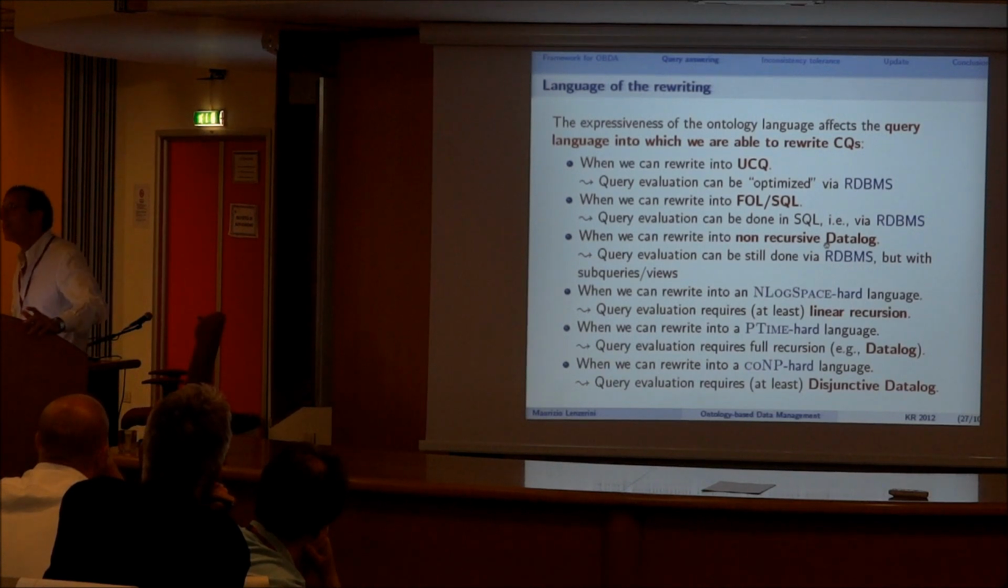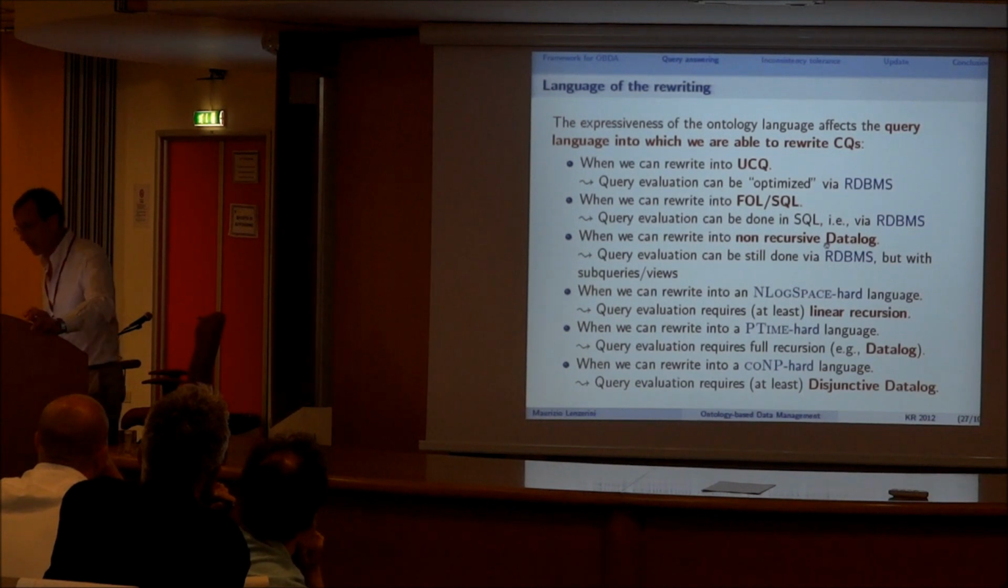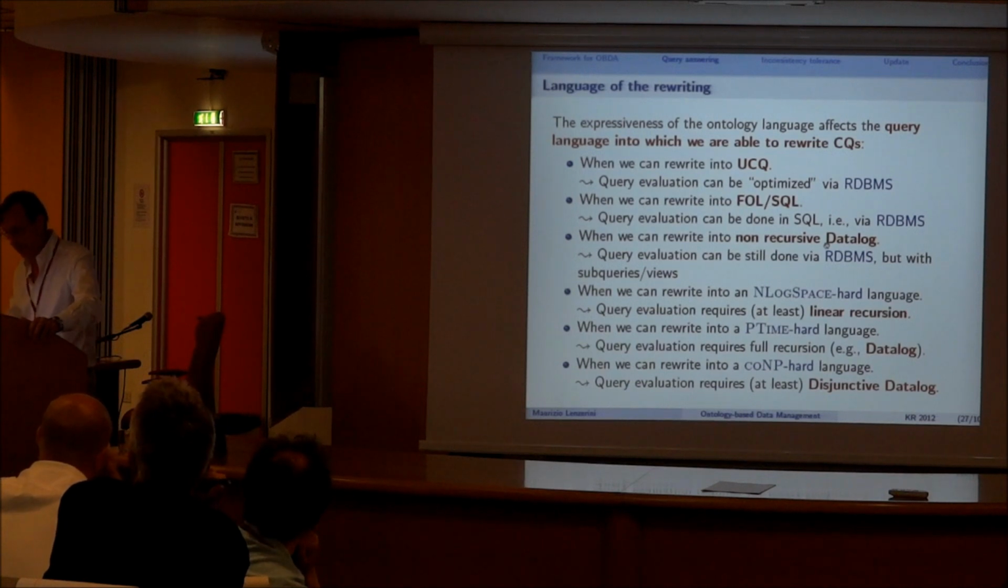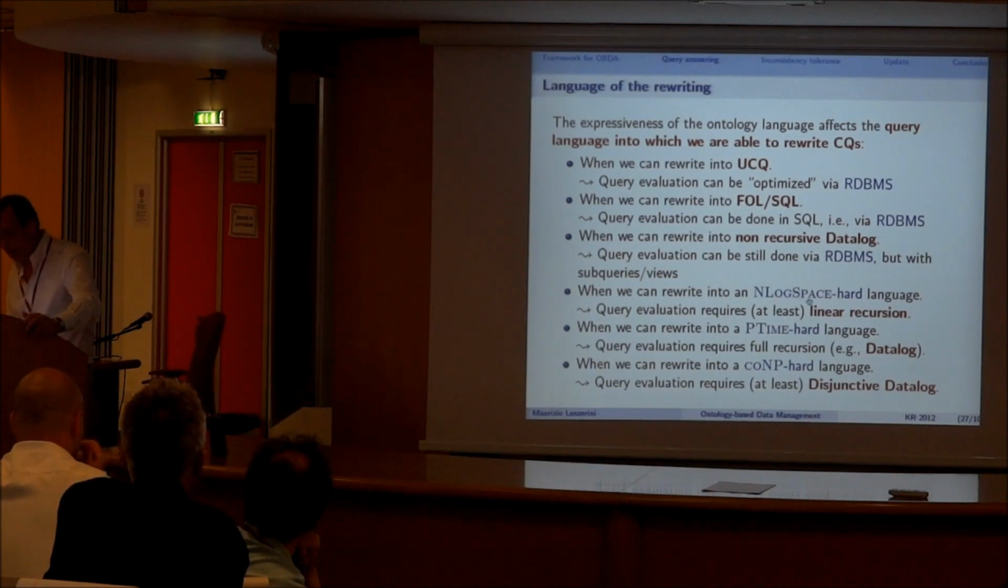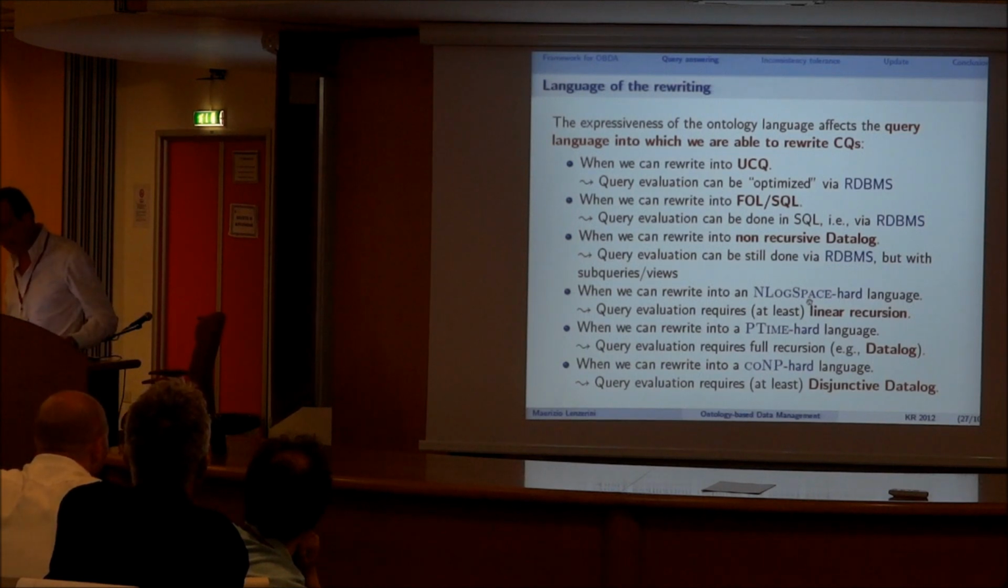can you still rely on database management systems? It's not clear, in the sense that at least you have to use views, okay? And it is not clear whether relational database management systems are very efficient in using views. Actually, there are experiments that show that they are not very good at using views without any particular mechanism. And when you can rewrite into an NL-hard language, then you need at least linear recursion.